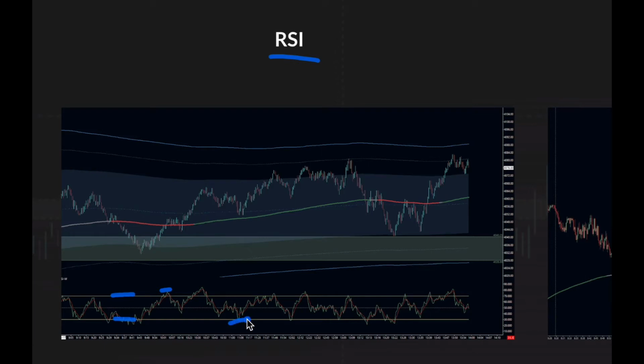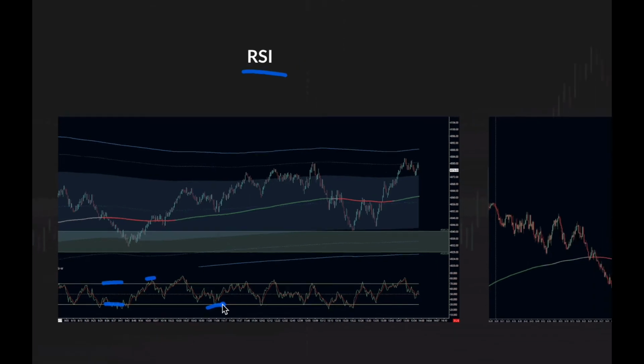But remember, it's always within the context of my narrative, acceptance, and developing value first. Those things come first. And then I look for rhythm to help me better time my location and my entry. And of course, order flow, where I get the precise execution.